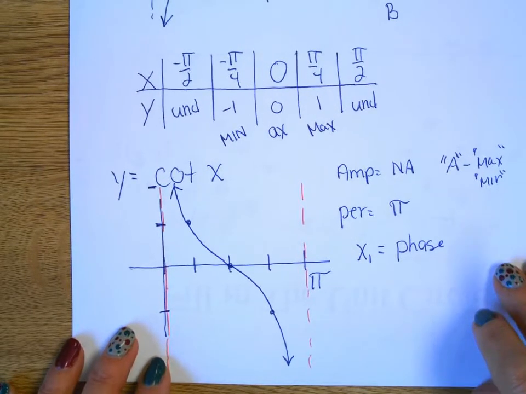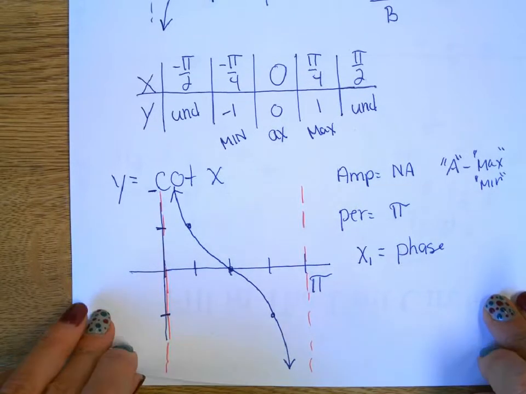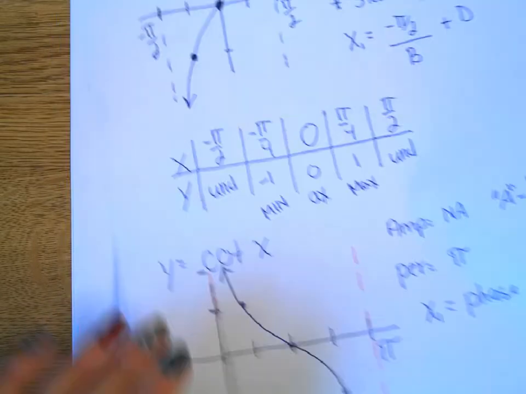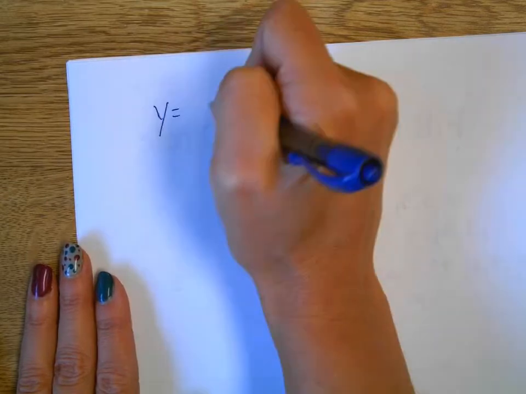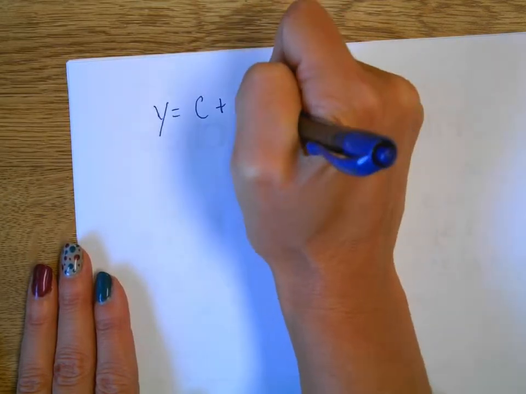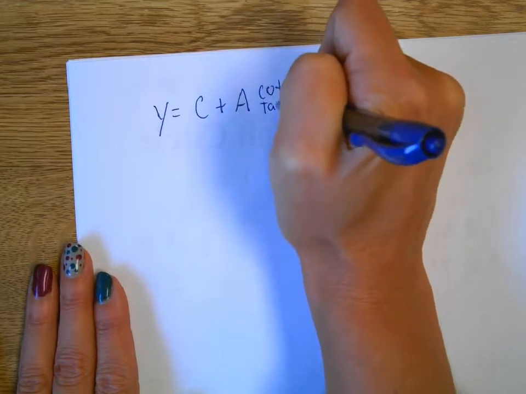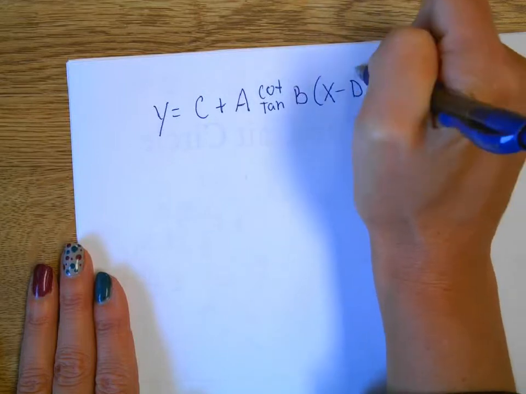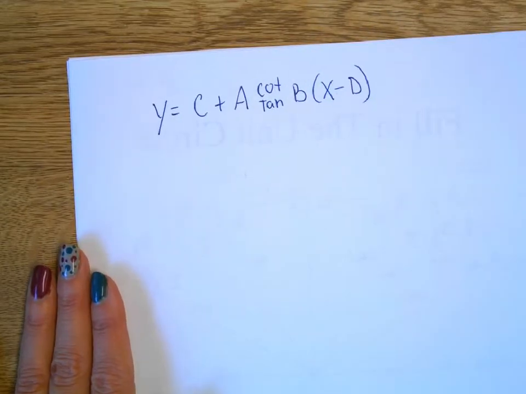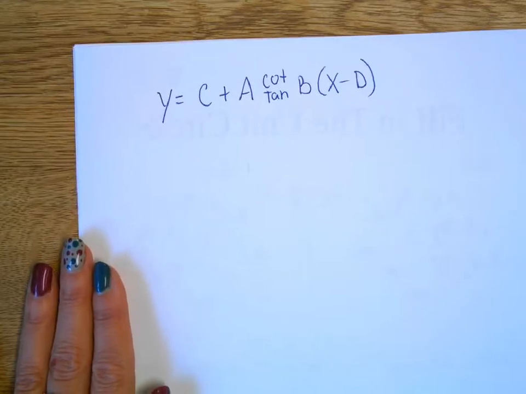Okay, so is tangent going to have a phase? It might. They don't all have to have phase. Hold on, I'll show you. Patience. Okay, so y equals c plus a, I can have cotangent or tangent of b x minus d. Just like the other functions. Just going next to the one we just did. It's going to start our next example.